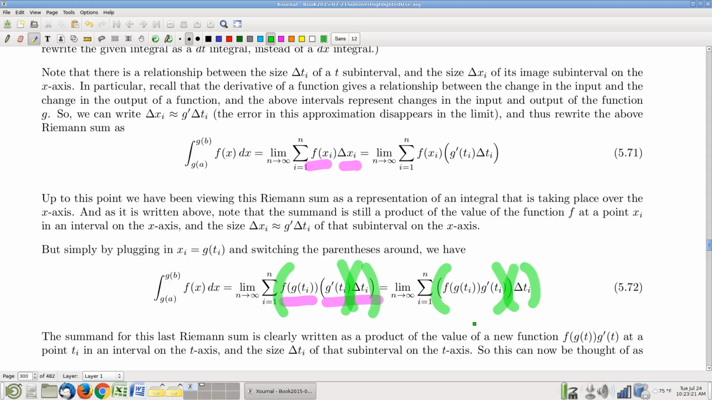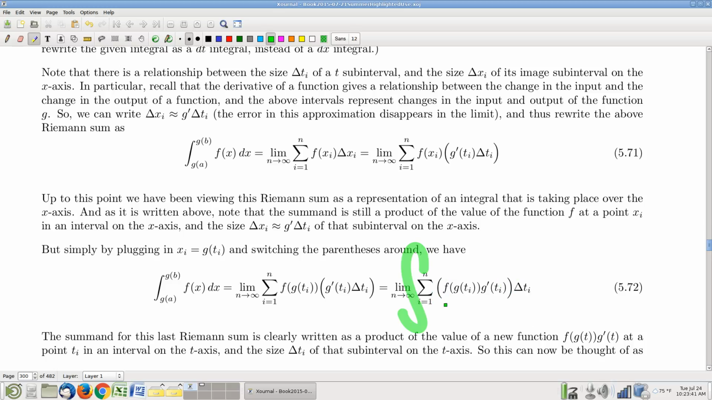And what I have is a new Riemann sum, a new integral. Oh man, I hit the wrong thing. A new Riemann sum, which is summation. There's my new integrand, delta t. And notice I get exactly the substitution rule. This is an integral of that function, dt. Everybody happy with that? So it's a Riemann sum point of view on the substitution rule.